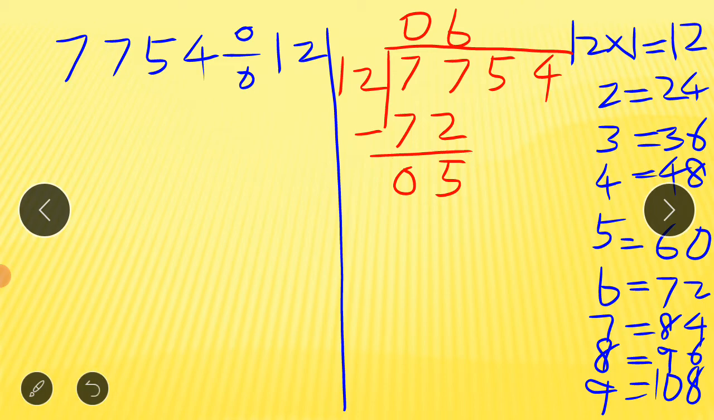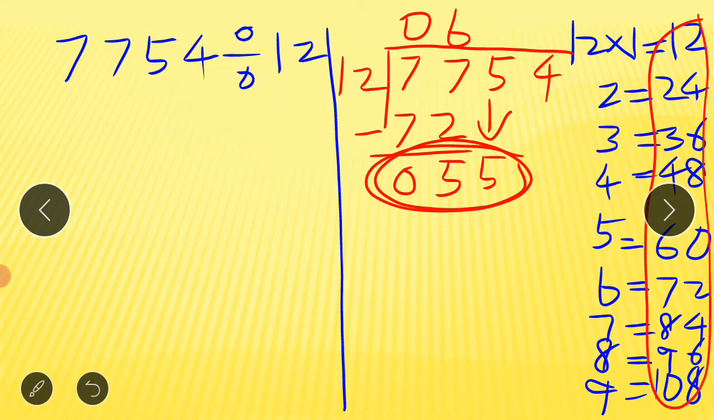So the remainder should be smaller than the divisor. Is it? 5 is smaller than 12. So the next step, bring down the next digit. Let's bring down the next digit 5. So now, as soon as you bring down the next digit, what is this called? Fresh number. The fresh number only we will be checking, children.